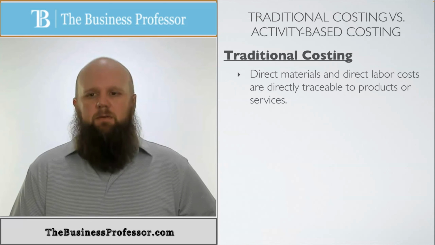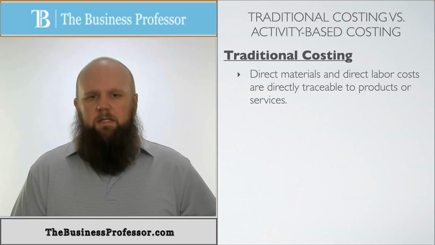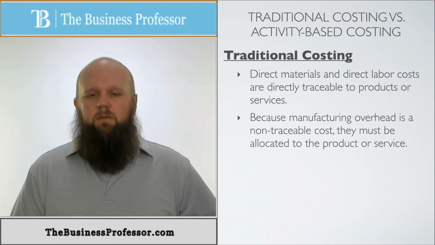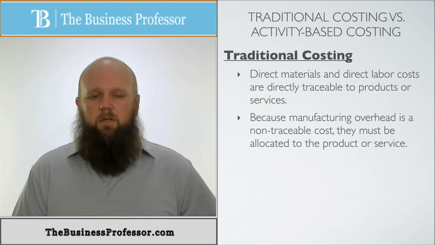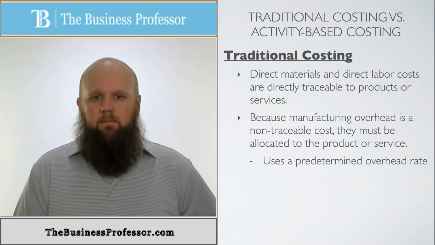So direct materials and direct labor costs are directly traceable to a product or service. We know that they're direct costs. However, manufacturing overhead being indirect is not traceable to a specific job or process. So in that case, we have to allocate them to the product or the service. Now, this again uses the predetermined overhead rate.